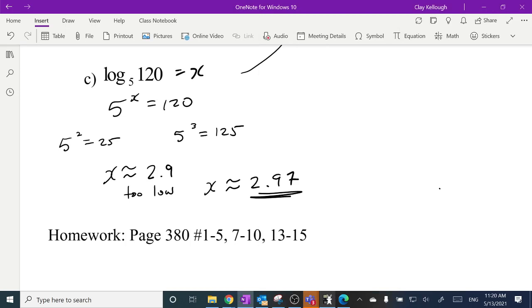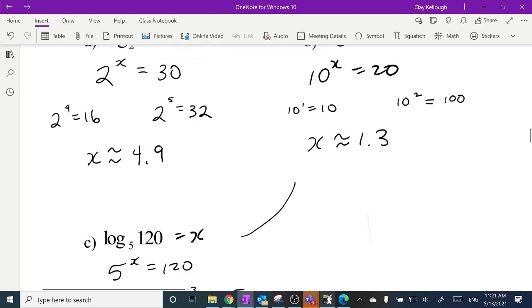Now, is there a way to get lots of decimals on this? Is there a way to get my calculator, if it doesn't have a fill-in-your-own-base logarithm button like the fancier calculators do? And the answer is yes. And we'll learn how to do that, not in our next lesson, but in the lesson after that. So that's all I wanted to go through today were those examples.